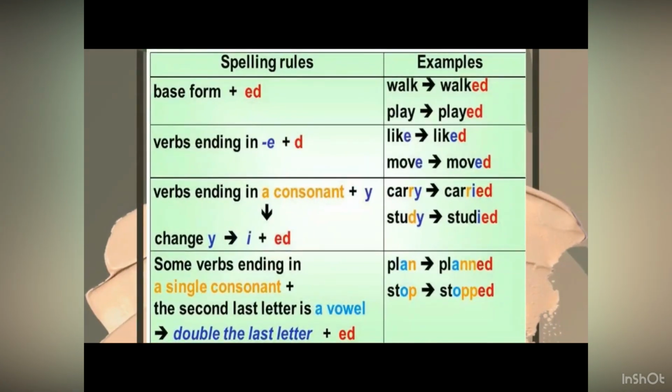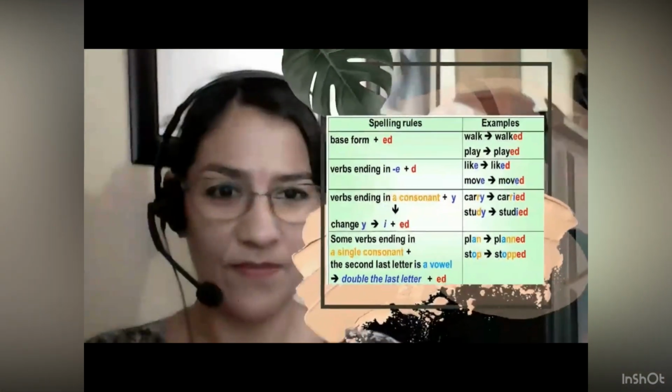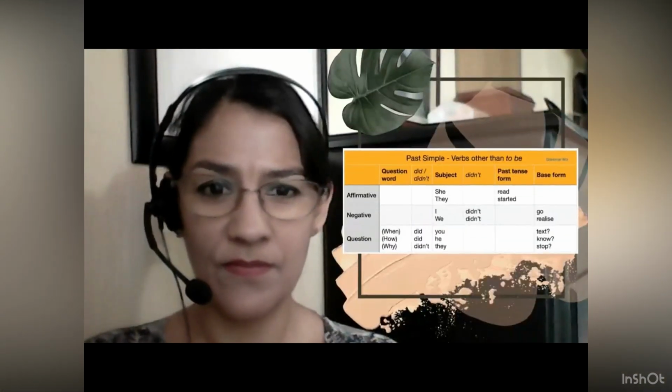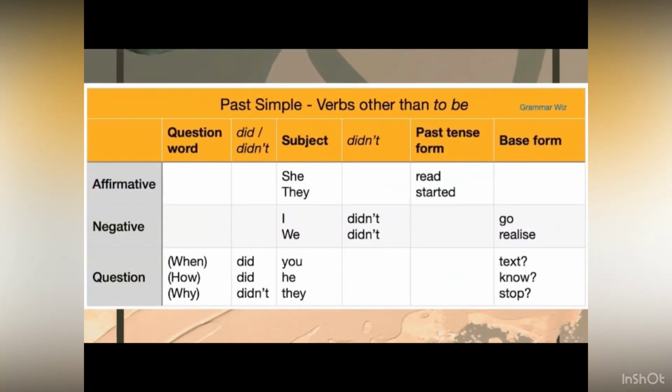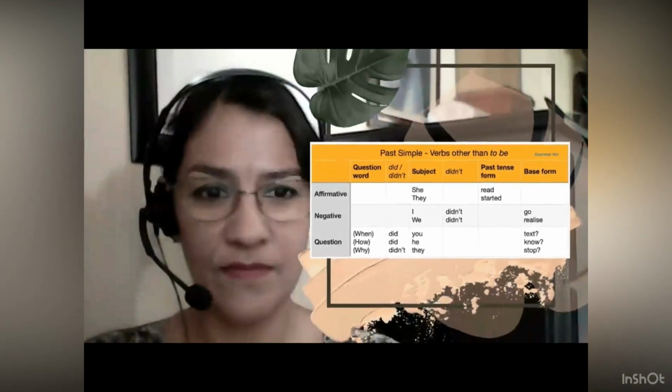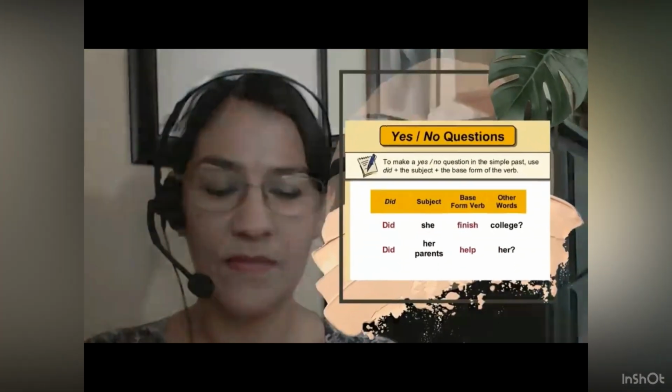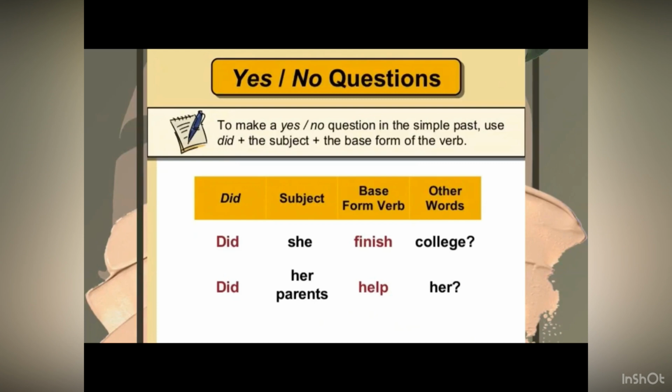This is a list that can help you also when changing your verbs to the past. In this image, you can find and compare how to make the affirmative sentence, the negative, and the question forms in the past simple. Also, you can use them in your yes or no questions. To make a yes or no question in the simple past, you're going to use the auxiliary did, plus the subject, plus the base form of the verb. Did she finish college?